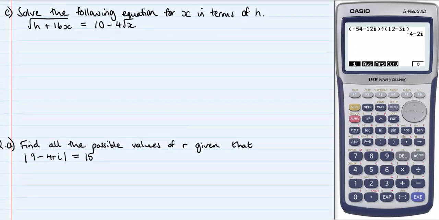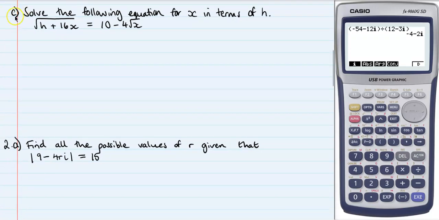Okay, solve this equation for x in terms of h. So we are on part C, which means it's worth a merit point. If you get part way through these ones, it'll be worth an achieved, and then if you get all the way through, it'll be merit. The reason they have an h in here is so you can't just do all of it on the calculator. You need to show some further thinking to be able to get those merit points.